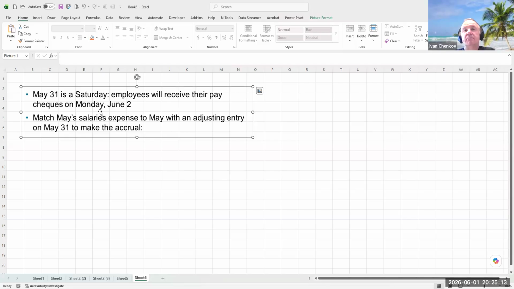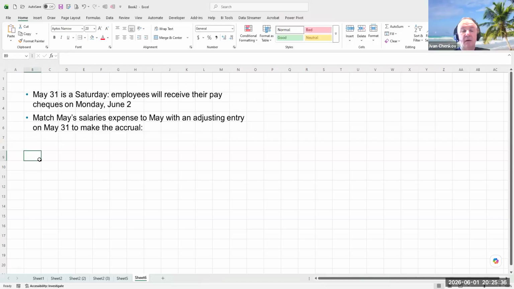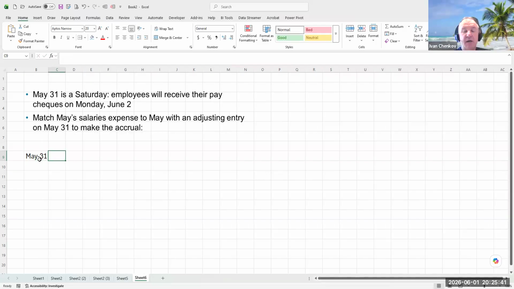How much do we owe them? 4,000. Do I have to show my expense for May in May? Yes, I do. Do I have to record my liability that I owe my employees for the service they provided for May? Yes, I do. So what's going to be my entry on May 31st? What do I have to do? I have to show my expense, debit. What kind of expense will that be? It already says, right?